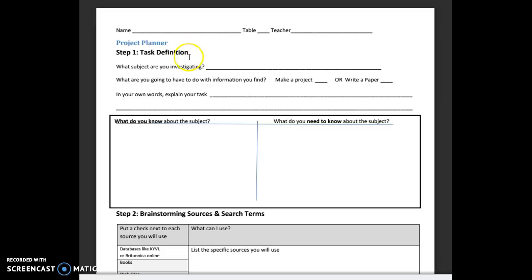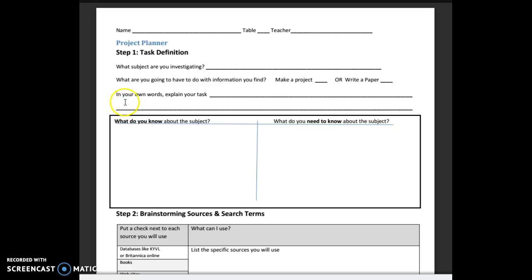And in step 1, you're going to write down what subject you are investigating. So this is the topic, whether it is fashion, whether it is a certain animal, whatever it is, you're going to write it down there. Then, what are you going to do with the information that you find? Are you going to make a project or are you going to write a paper? Again, this is totally your decision, and I want to see what is in your brain, not your best friend's brain.